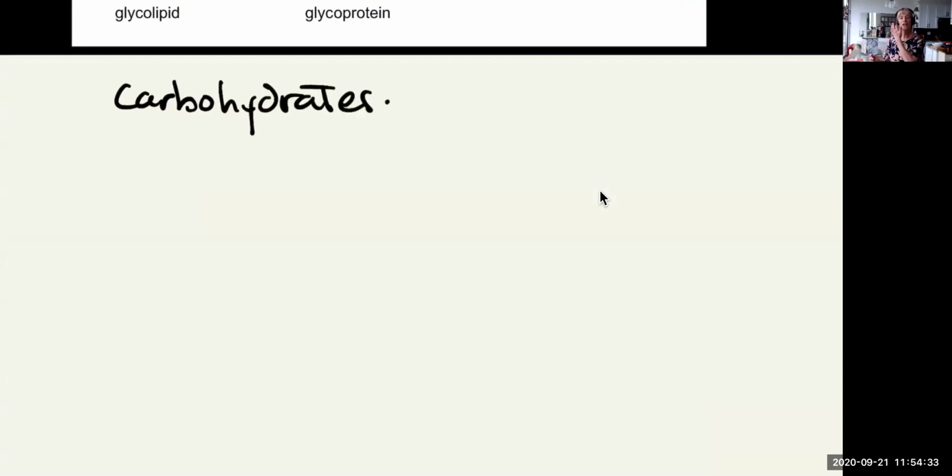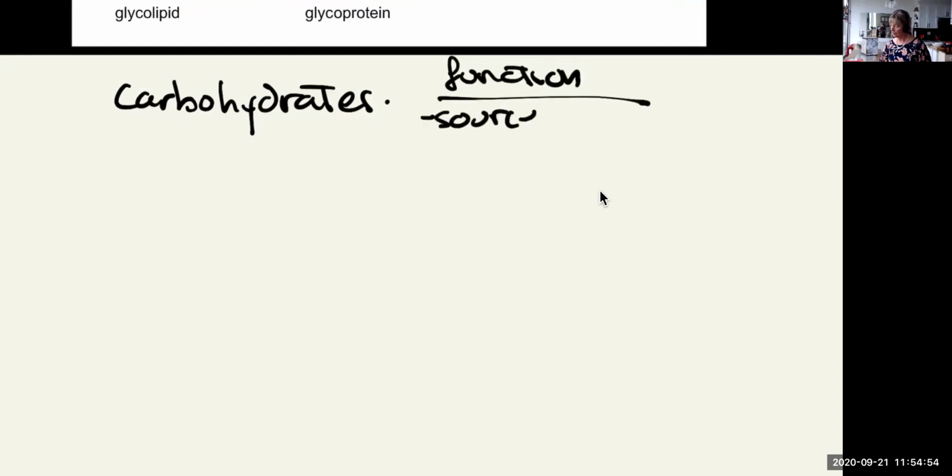What is the main function, would you say, of carbohydrates if you were to make a guess? So you can type that in the chat. The main function of carbohydrate. What do we use it for? Excellent. Energy. It's our source of energy. Used in cellular respiration in the mitochondria to give you ATP.